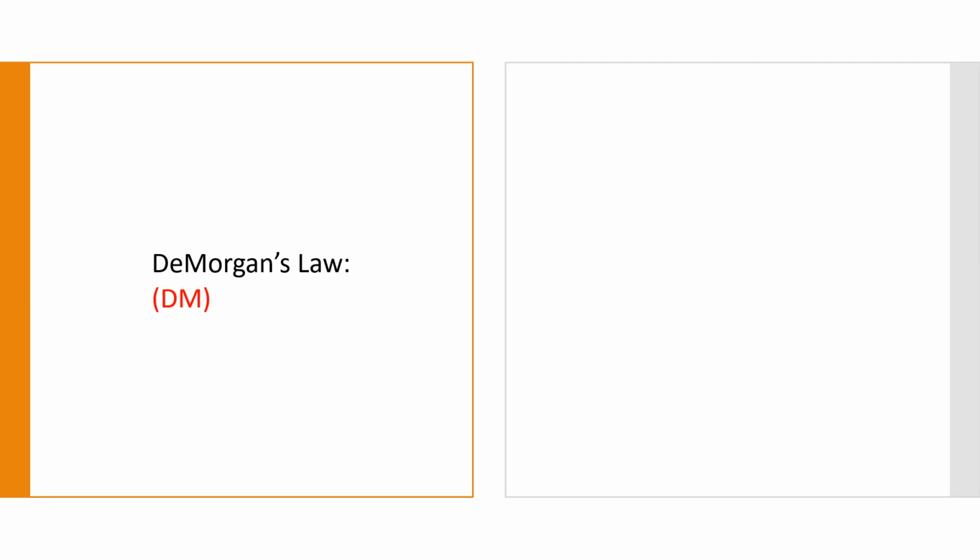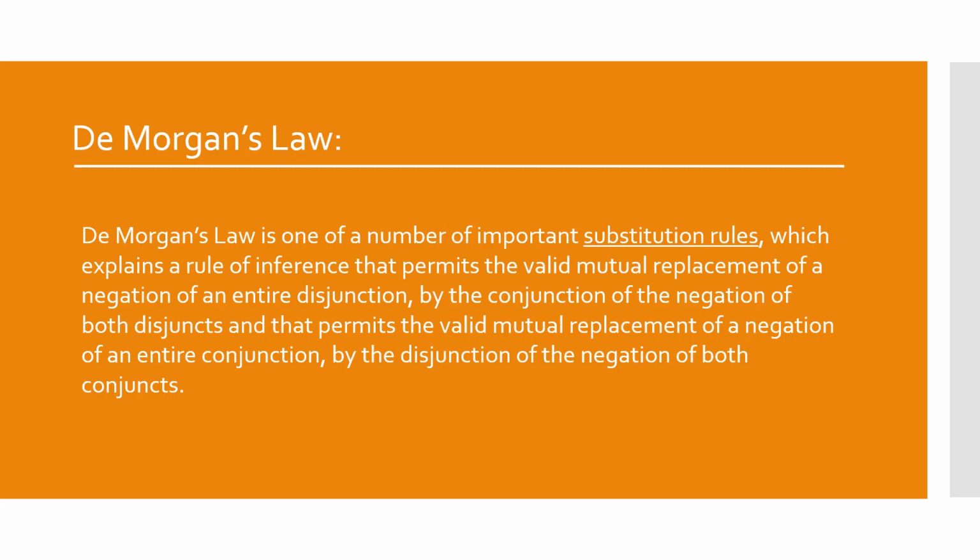Now the first rule is one we've seen before and that was very briefly discussed at the beginning of propositional logic. This is De Morgan's law, or as it's also called, De Morgan's rule. And let me just repeat what was said about it then. De Morgan's law is one of a number of important substitution rules, a rule of inference that permits the valid mutual replacement of a negation of an entire disjunction by the conjunction of the negation of both disjuncts, and that permits the valid mutual replacement of a negation of an entire conjunction by the disjunction of the negation of both conjuncts. Now that's a mouthful, but it's a pretty easy rule once you understand it.